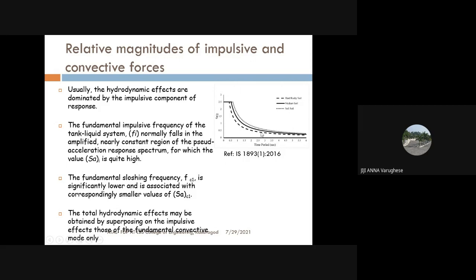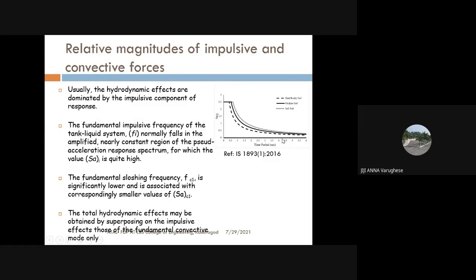Then, this impulsive frequency normally falls in the amplified nearly constant region of the pseudo acceleration response spectrum. If we calculate the impulsive time period, it may come almost in this region, so that it attracts a very large spectral acceleration compared to the convective mode, which has lower frequency or higher time period.